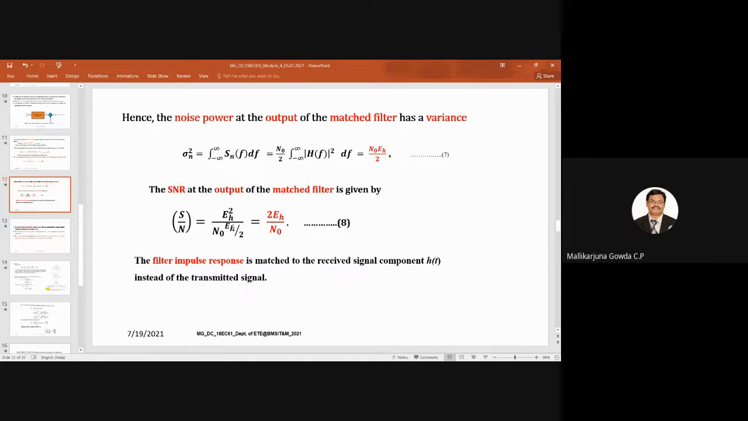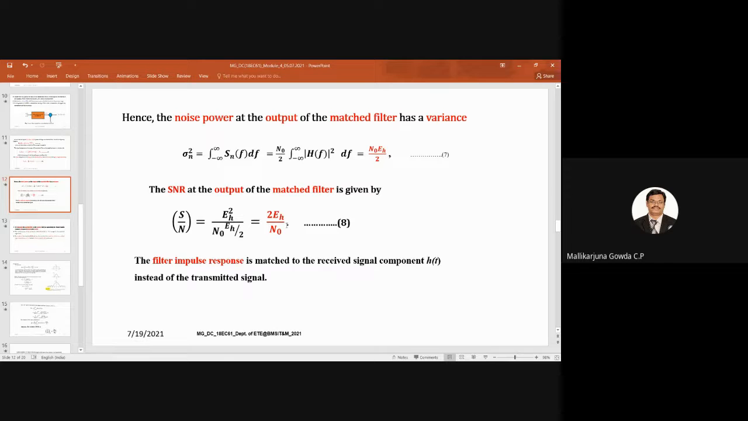Then one Eh will get cancelled. So I can write the output SNR of the matched filter as, this 2 will go up, right? So 2Eh by N0. Okay, so this is the expression for the SNR, that is signal to noise ratio, at the output of the matched filter.